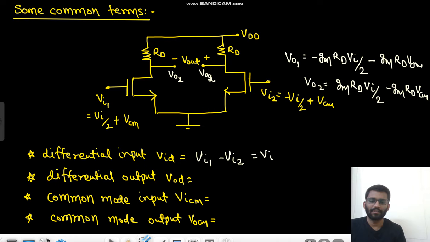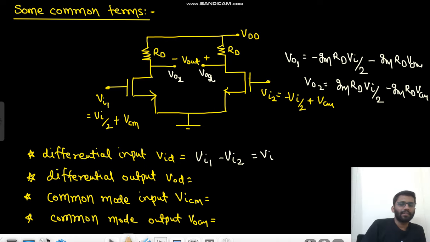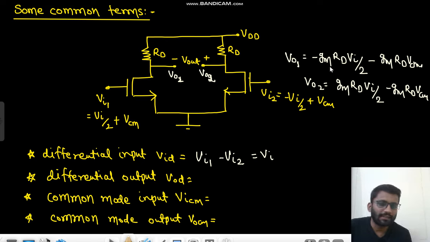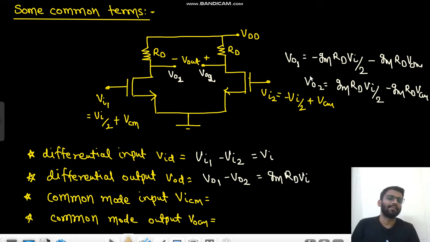Let's skip this. So what is your differential output? That is GMRD into VI. Differential output is GMRD into VI. So how will you get that? V01 minus V02. Right? So that is GMRD into VI. In the differential output, basically there is no component of noise.